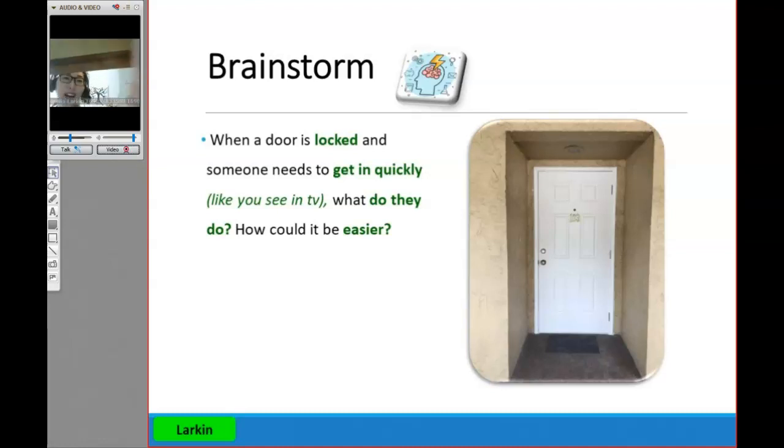Perfect. Okay, let's go ahead and do a quick brainstorm in the chat box or on the whiteboard. I'll give you some tools as well. Tell me, what are some things you can do in order to open up a locked door quickly, like you might see on TV? What do people often do in order to get that door open? How could you make it easier?